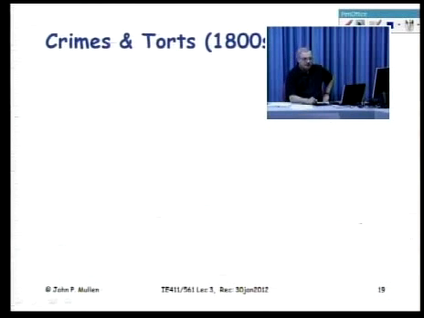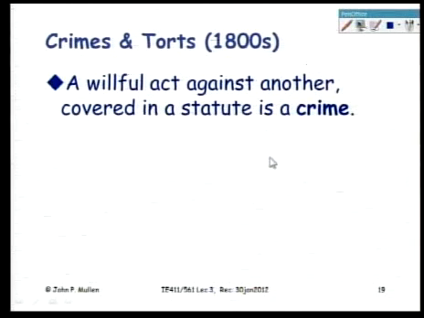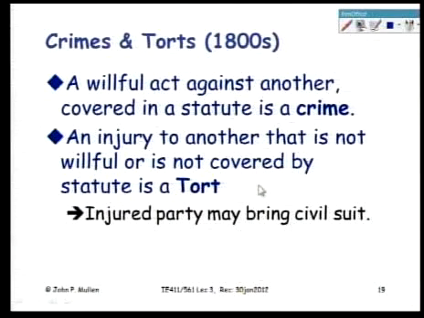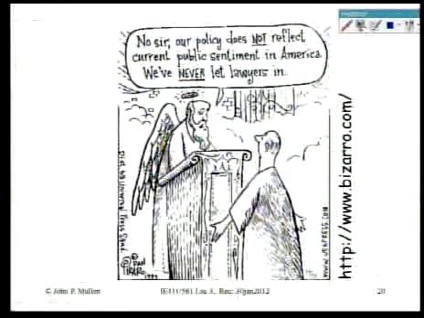We get into crimes and torts. Now, torts are not those little pastries with the cream on the top. That's something else. Okay? A willful act against another covered by a statute is a crime. An injury to another that's not willful or not covered by statute is a tort. Now you know what a tort is. The injured party may bring a civil lawsuit, and that's pretty much where we are now. This started way back in the 1800s, and we haven't improved on it terribly. Okay? Any question on that?